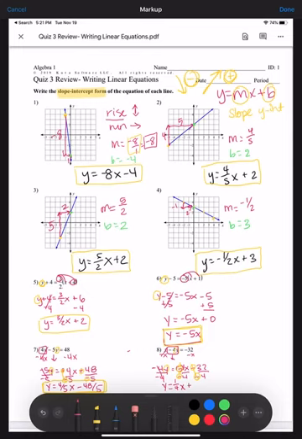And 32 divided by 4, I can simplify. That should be 8. So I'm going to do plus 8. And that is my final answer here. So in these ones, we are just rearranging the problem so that it's in the form y equals mx plus b.